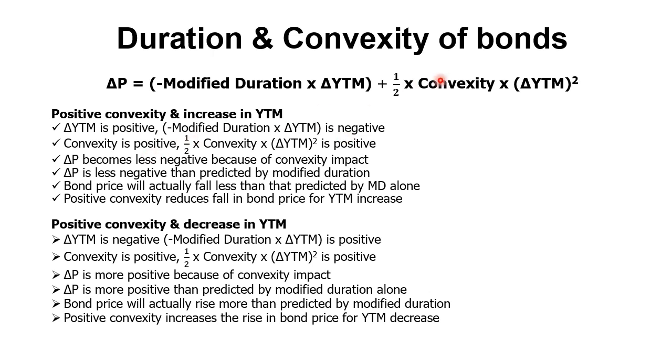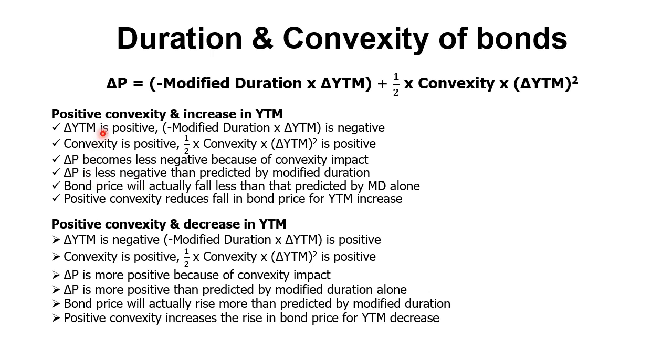The second term will always be positive if convexity is positive. This is because the square of any number is positive. Therefore, delta YTM square will always be positive. If delta YTM is positive, the convexity impact will be positive because the convexity is positive. Hence, delta P will become less negative because we are adding a positive number, the convexity impact, to a negative number, which is the duration impact.